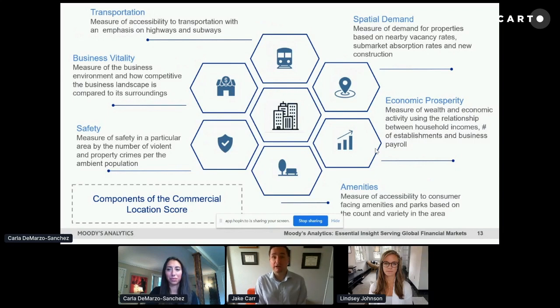Our economic prosperity score, which is our measure of disaggregated economic activity, or GDP, is actually built using a spatially econometric framework built on top of local economic data such as household incomes, business payrolls, things of that nature. Now, the idea is that once we have all of these components built out and scored out to our liking, we would roll them up into one overall singular metric indicating location quality. We would call that our comprehensive or overall commercial location score. And I think we'll see an example of that on the next slide.